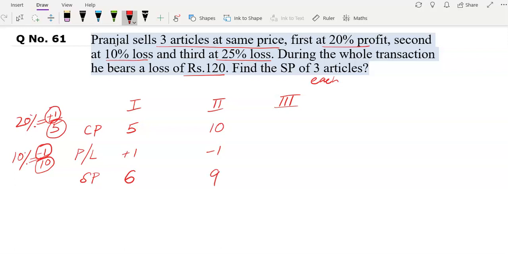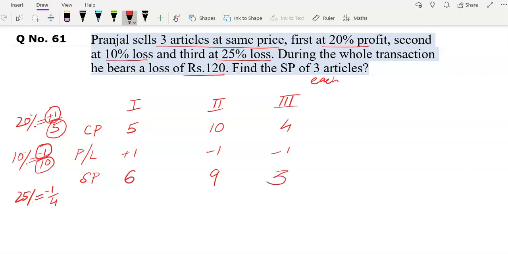The third article is sold at 25% loss. 25% in fraction, we know it's 1 by 4. There is a loss. So our CP is 4. Our loss is minus 1. So our SP will be 4 minus 1, 3.